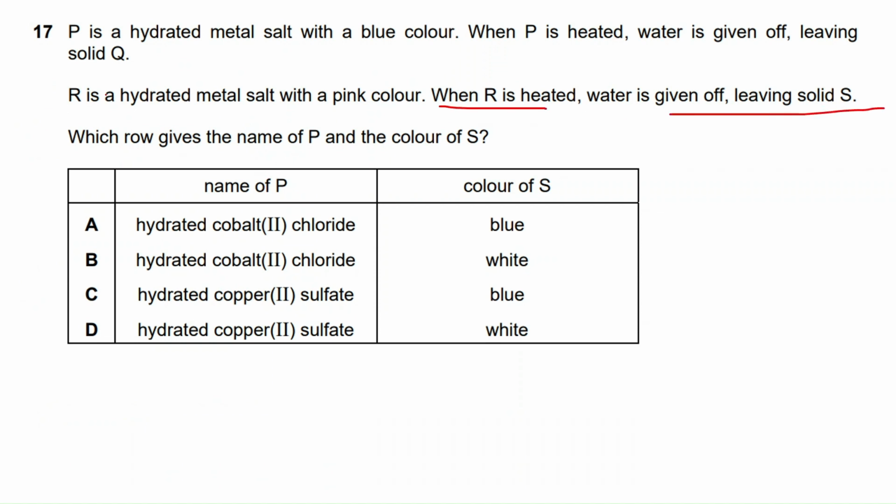So the name of P, which is a hydrated metal salt, is going to be copper 2 sulfate. So hydrated copper 2 sulfate. It's going to be one of these two. And the color of S is going to be blue. So the answer is C.